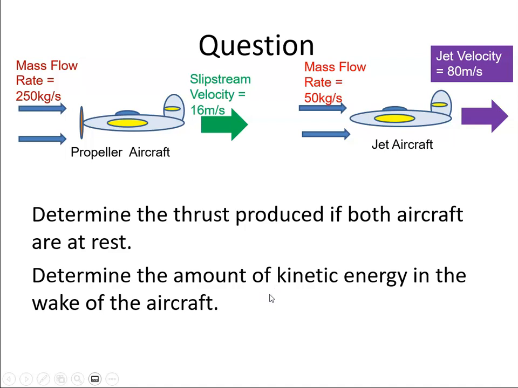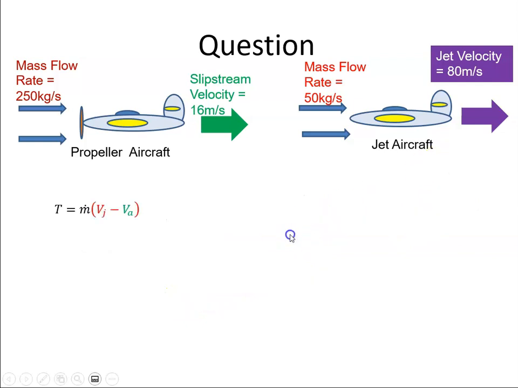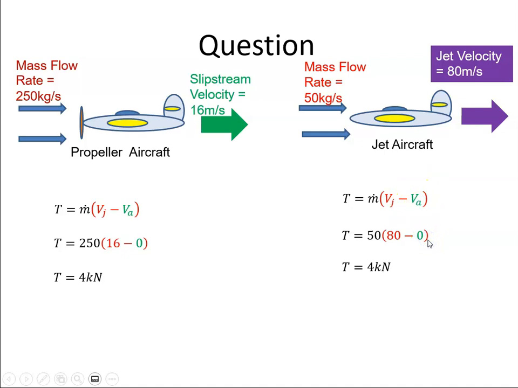Okay, so what if both are at rest? And what is the kinetic energy in the air? Okay, so if they're both at rest, then the velocity of the aircraft is 0. So we get 250 times 16 minus 0, which is 4 kilonewtons. And over here we get 50 times 80 minus 0, so the aircraft's at rest, and also 4 kilonewtons. So again, equal amount of thrust.